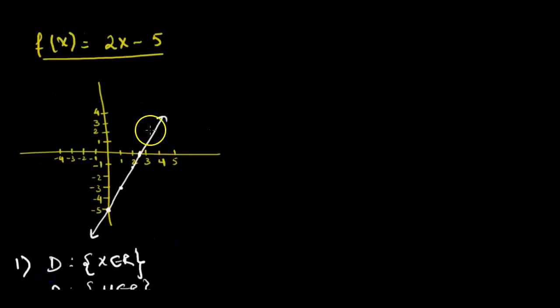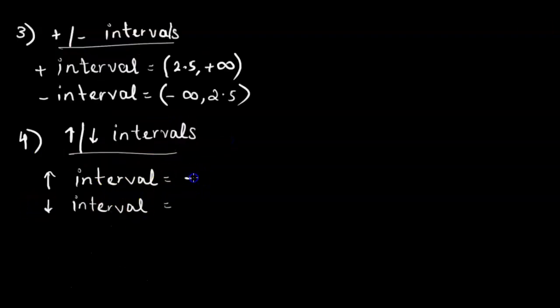We notice that this graph, from left to right, that is from bottom to top, is going all the way up. It's never coming down. Since the graph is going all the way up, it is always an increasing graph. So from negative infinity to positive infinity, this graph is always increasing. So the increasing interval is negative infinity to positive infinity. There is no decreasing interval in this graph.